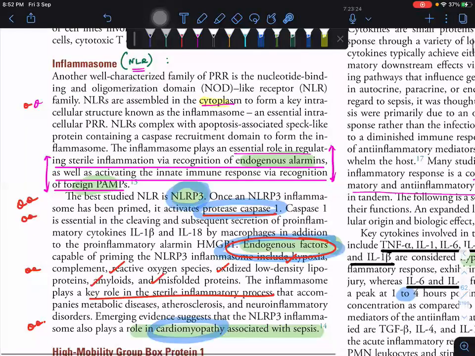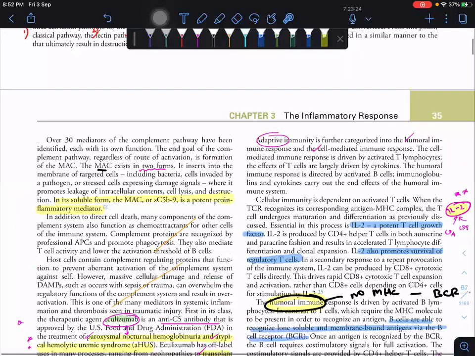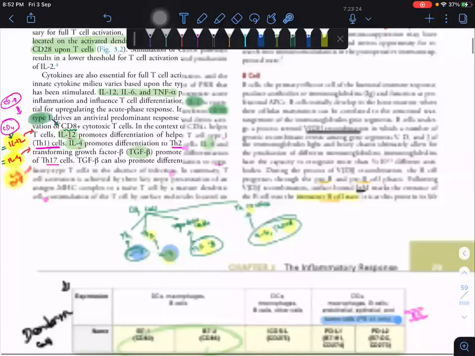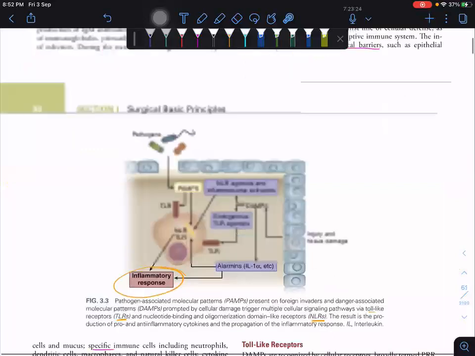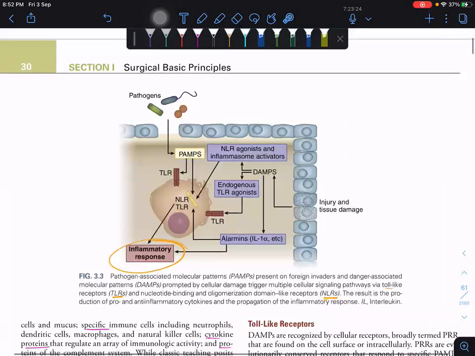You can see this diagram, on page number 30. Whenever the cell has some injury or tissue damage, it will release DAMPs, that is alarmins. It will act either via the toll-like receptors or NLRs, or it will directly cause the inflammatory response. The example for alarmins is IL-1.